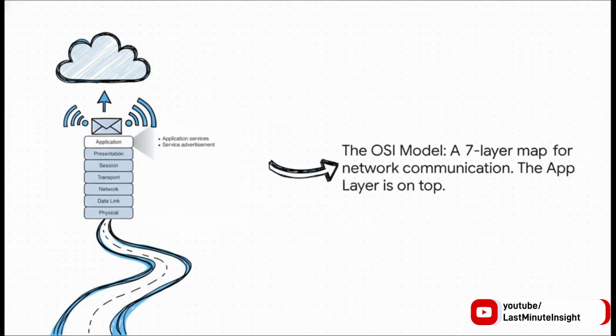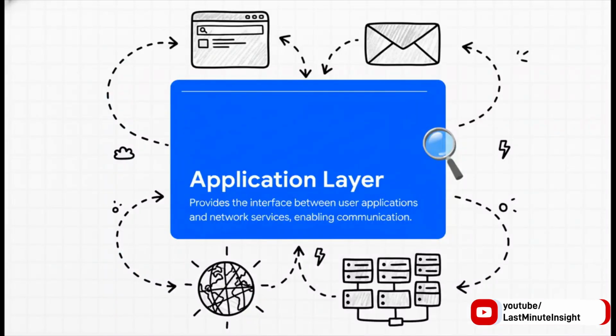Okay, to really get where this layer fits into the big picture, you can look at this thing called the OSI model. Think of it like a map for how networks talk. It breaks everything down into 7 layers, and our application layer, layer 7, is sitting right there at the very top. It's the highest level, the one that's closest to us, the users. So, what's the official definition? Well, the application layer is the part of the network that creates a direct link, an interface, between the apps you use, like your browser or your email, and all the network services running in the background. It's what lets your software actually talk to the network.